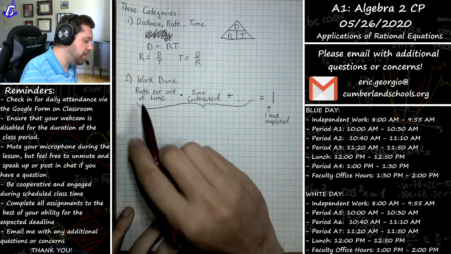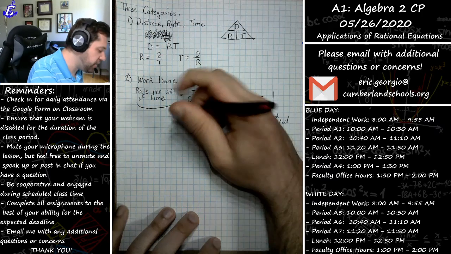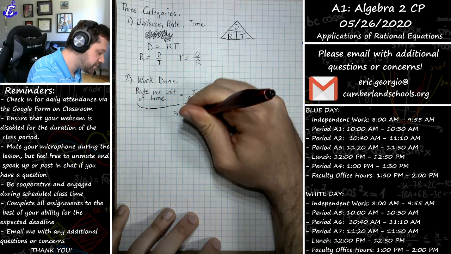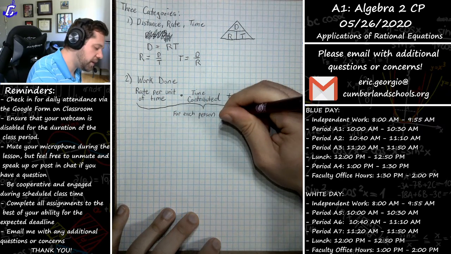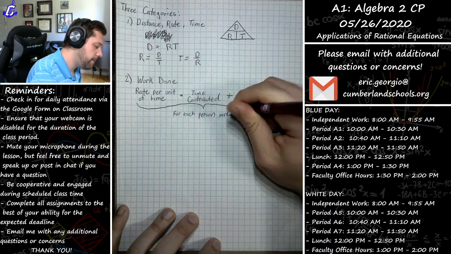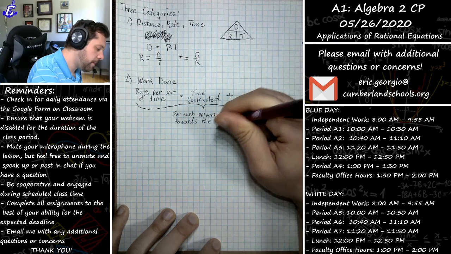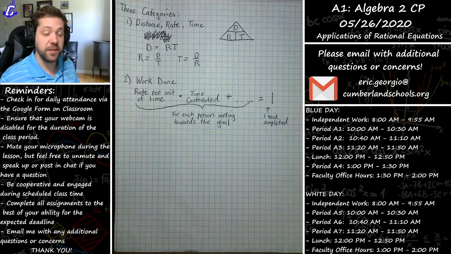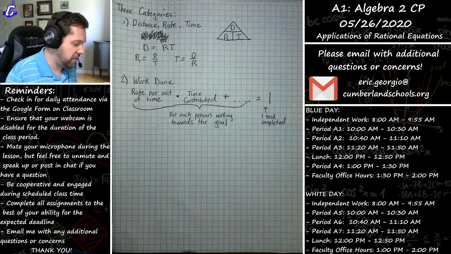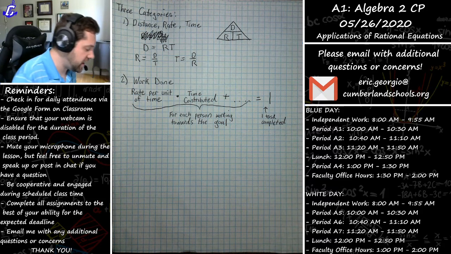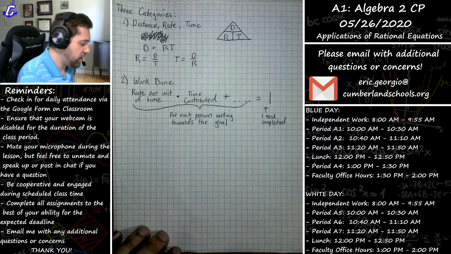Okay? So all this, rate per unit of time times time contributed plus rate per unit of time times time contributed, is done for each person. I'll just say person, but it could be machine or whatever, working towards the goal. Again, it doesn't necessarily have to be people. It could be that 2 machines are doing something at a certain rate, and the question is how long is it going to take for them to accomplish their goal. But it's for each entity, I guess that would be a better word, for each thing working towards the goal.